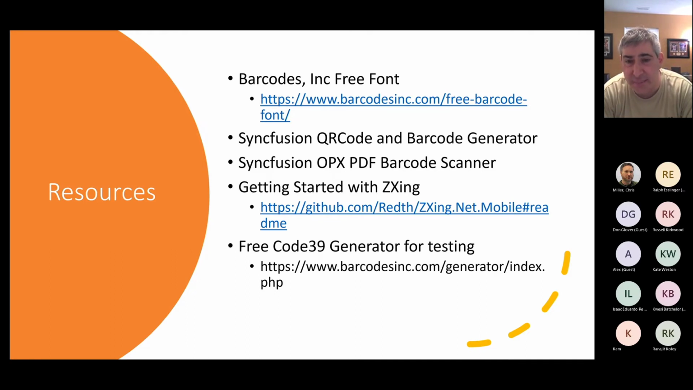You can also get the PDF barcode scanner. It'll find barcodes in PDFs for you. It's kind of crazy, all this stuff that you can get for free now. I gave you a link here to the Zebra Crossing GitHub. Super simple. GitHub.com/ just what's on the screen right here. And then, of course, there's a free code 39 generator for testing. So Barcodes Inc. is a great resource. They'll let you try a bunch of different barcodes to generate.